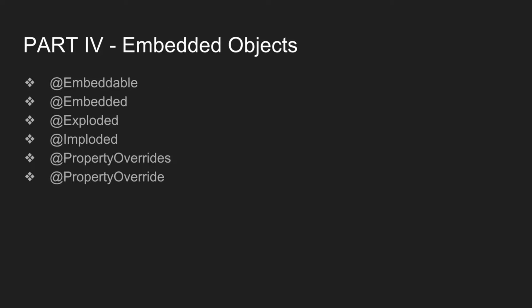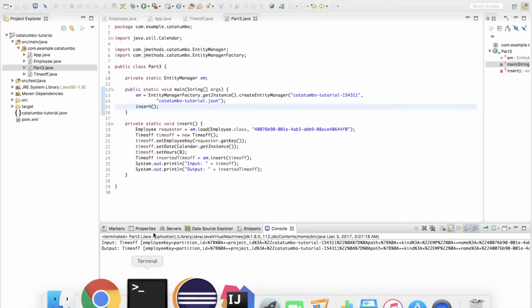In this session, I'm going to cover embedded objects. Embedded objects are basically another complex object that you could embed in your entity. I'm going to show you the two storage techniques for storing embedded objects, and I'm going to cover the annotations embeddable, embedded, exploded, imploded, and then finally I'll show you how to override properties. With that, let's go to our code.